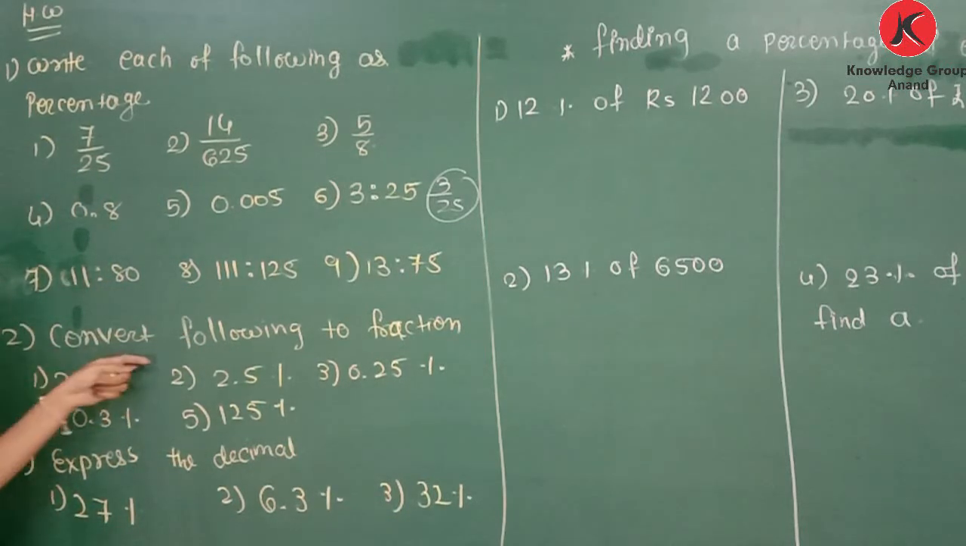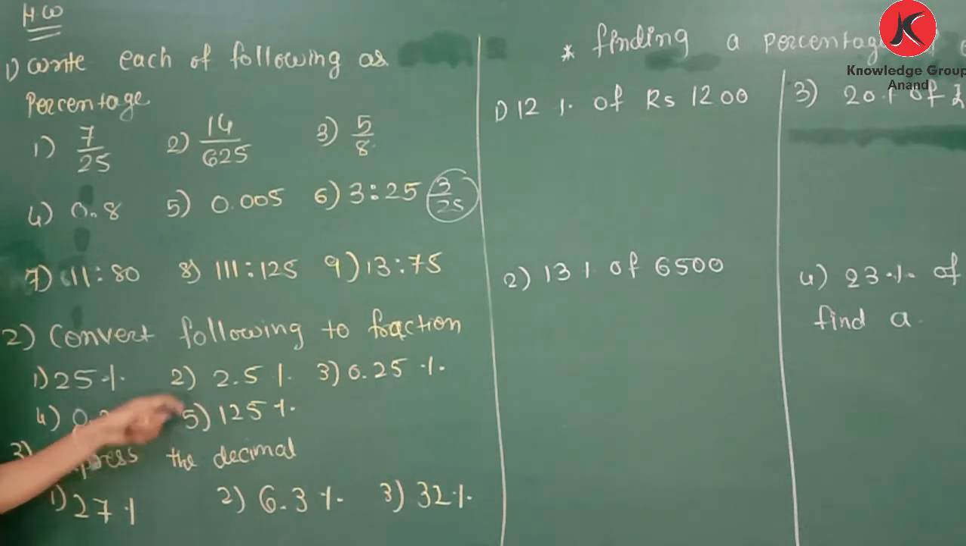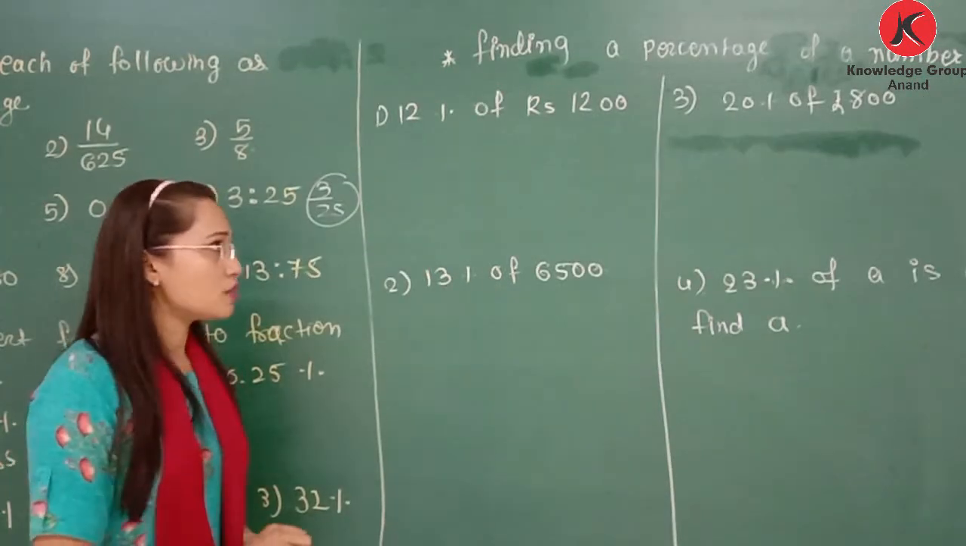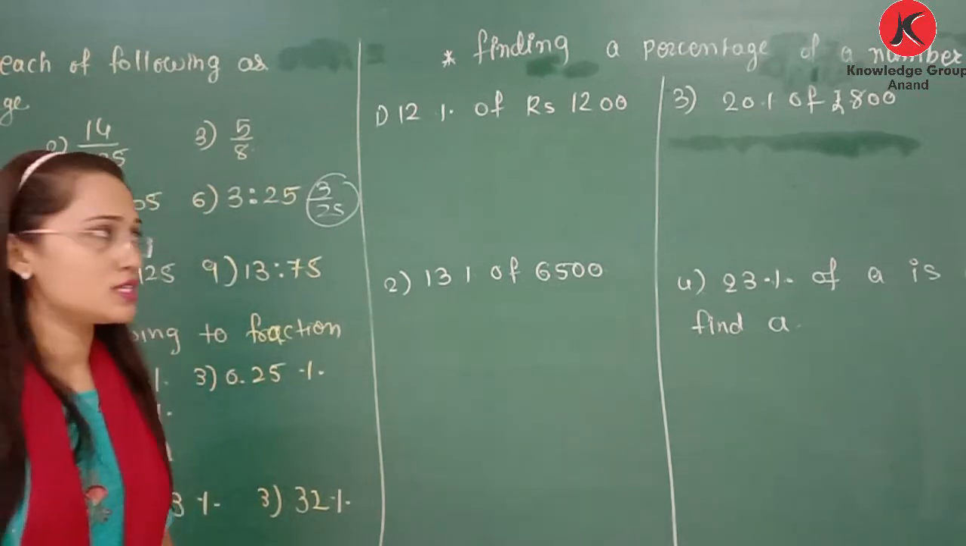Now next, convert the following into fractions. The percentage is given and you need to find the fraction for it. Express as a decimal: the percentage is given and you convert it into a decimal. Now some examples that we already solved in 7th standard.